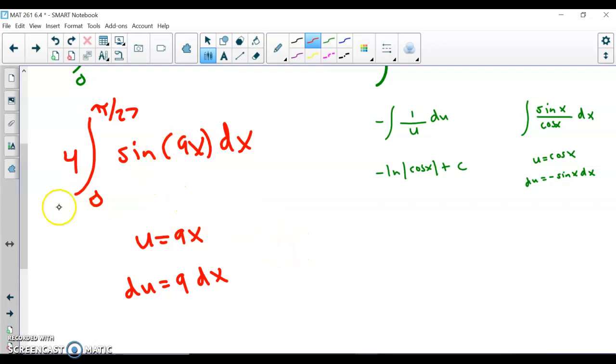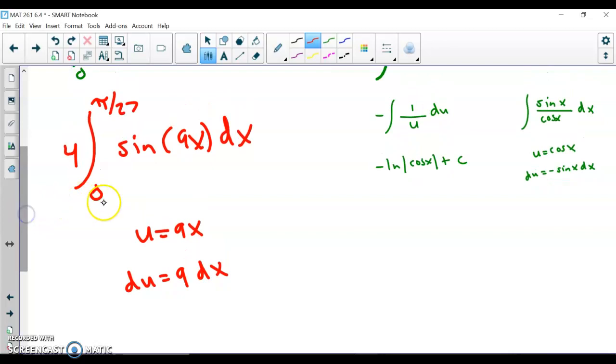And let's see what happens if we replace what we have. If I want to do the full substitution, so I don't have to worry about putting things back in terms of x, it's helpful to change my x values to u's in terms of the limits of integration. And notice if x is 0, u is going to be 0, so I can leave that 0 alone. If x is pi over 27, that's 9 times pi over 27, well then u is pi over 3.